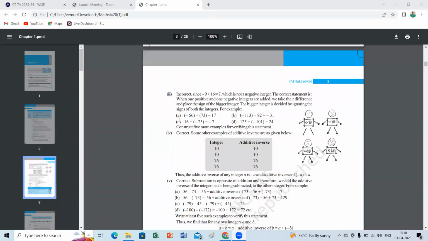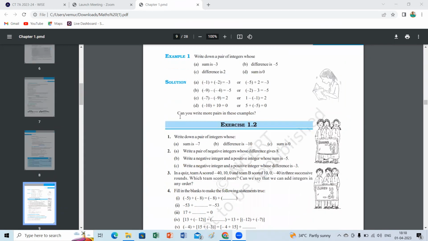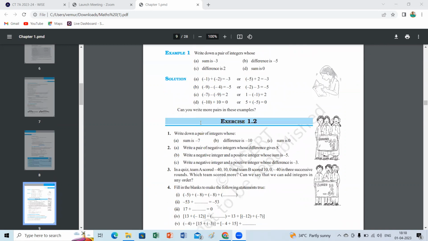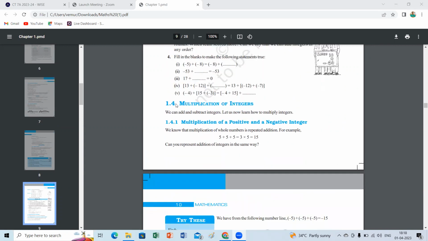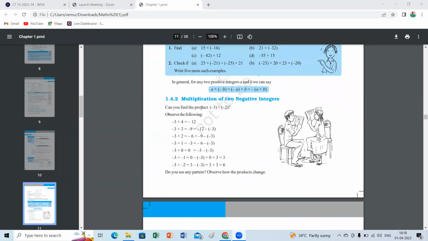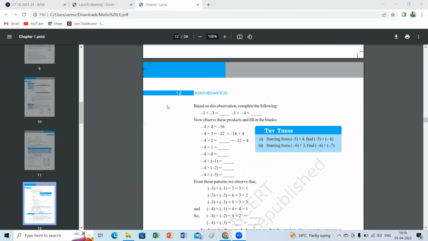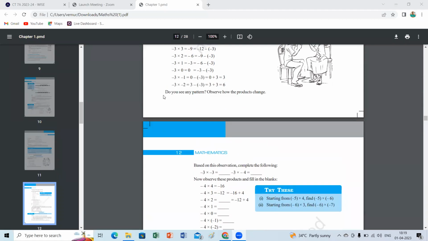Where did we stop in the previous class worksheets? Ma'am, we just completed exercise 1.2 and are going to 1.3. Oh, properties. Did we discuss properties, Nana? I think exercise 1.2 we are doing, right? Yes, ma'am, completed. Okay, directly we should go with multiplication of negative numbers, right? Yes.